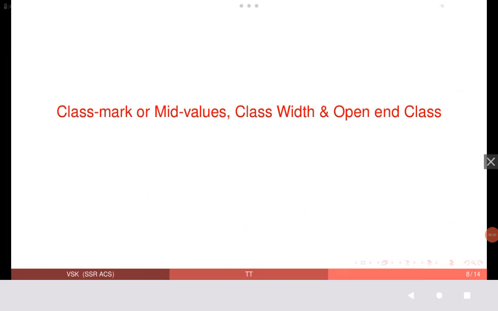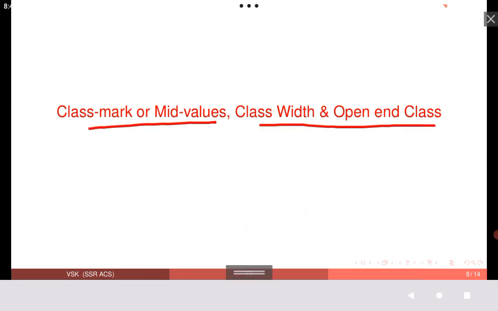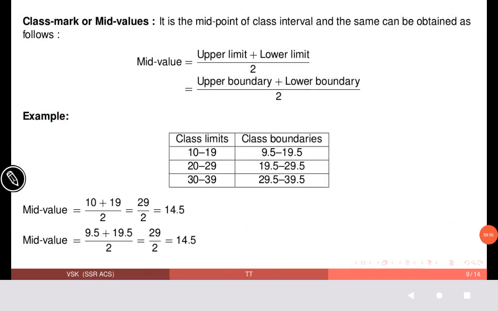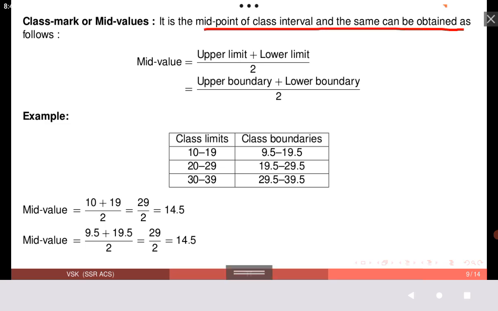Now, what is meant by class mark or mid values, class width and open end class? We will see in the next slide. So what is the class mark? Class mark or mid value is the midpoint of the class interval, and it can be obtained as follows. How will we find it? What will the mid value be? Upper limit plus lower limit divided by 2, or upper boundary plus lower boundary divided by 2.